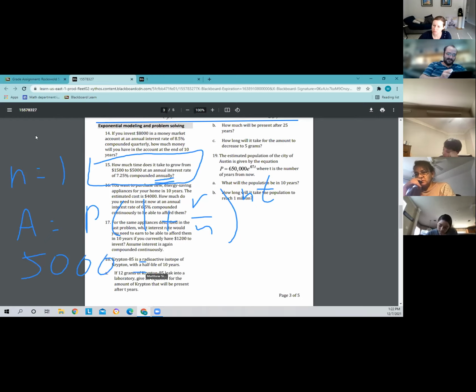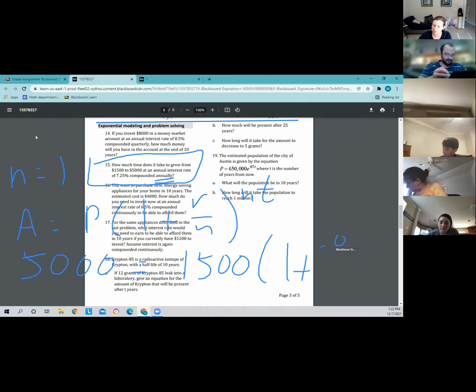My principal was 1,500. And I want to do 1 plus my R, which is 0.0725, the interest rate. My N is 1, and we're doing 1 times how many years? We don't know the years yet, so keep that as your variable.